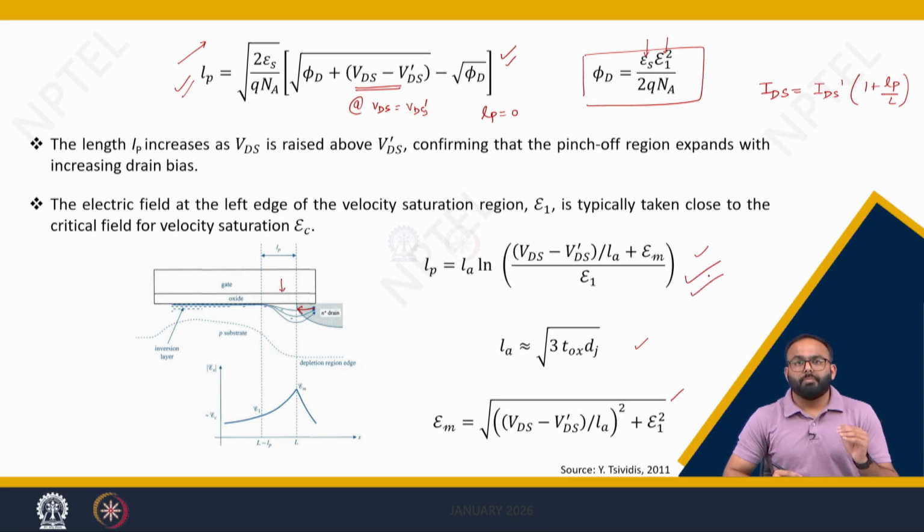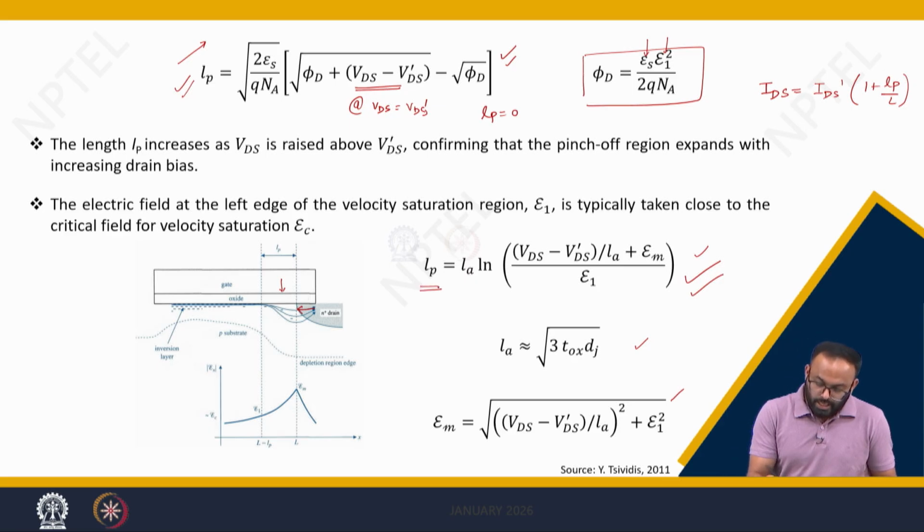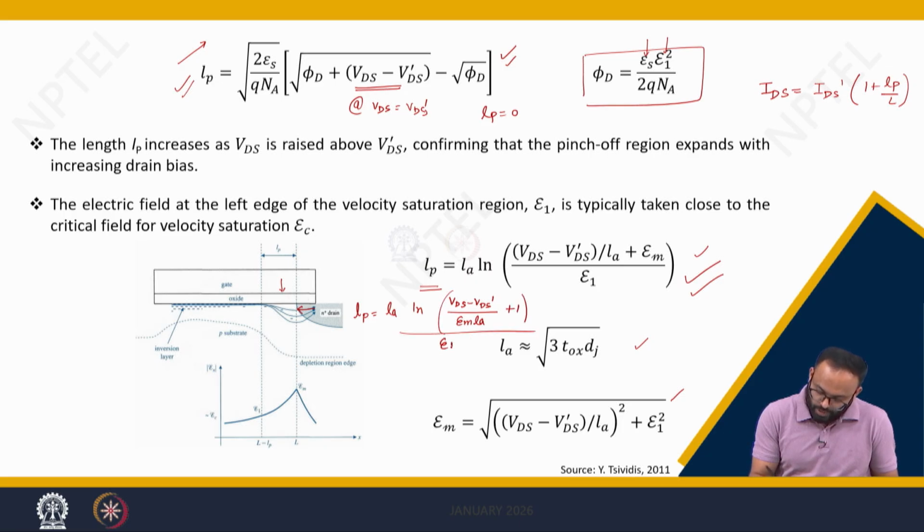So, this will be the final outcome of 2-dimensional analysis, which shows that my length LP is related with these many parameters. Now, from here if you take EM out, ultimately what you will get is LP equals LA log of (VDS minus VDS dash) divided by (EM into LA) plus 1 divided by E1, correct. This will be inside the log. Now, this is defined as VE.